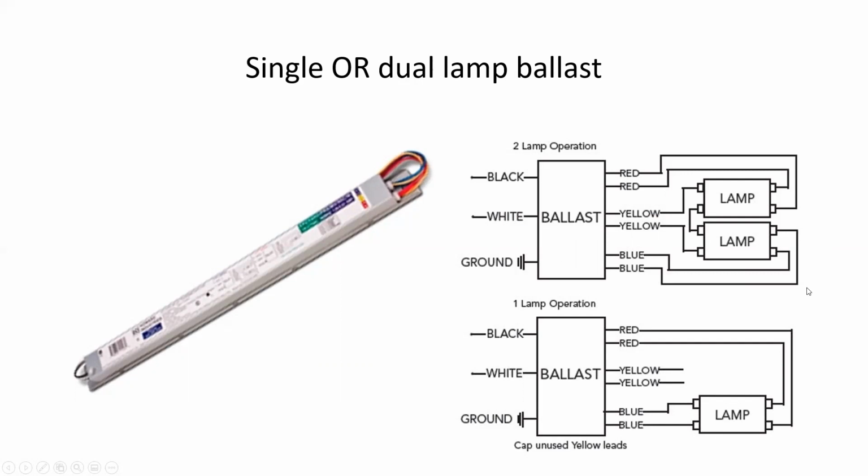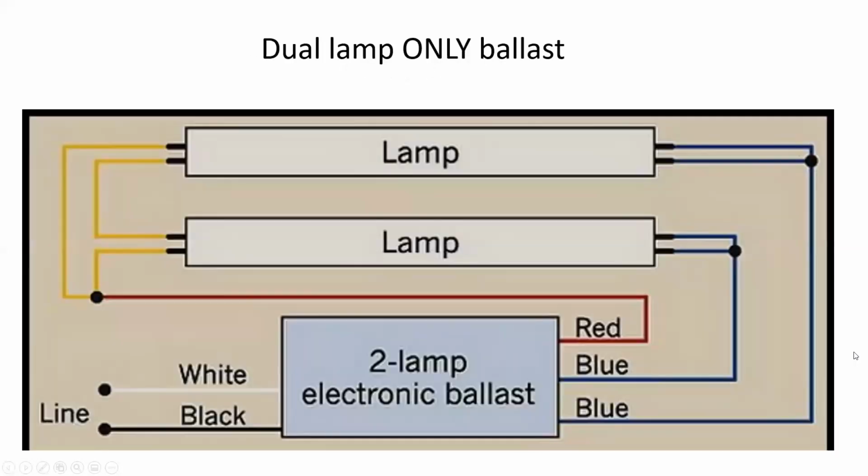For troubleshooting, if this particular fixture had only one lamp in it that was dead, the other one would most likely continue to operate. It kind of depends on the type of system that it's set up as. This one here is a dual lamp only ballast, so it can only handle two. And if you take one of the lamps out, the other one will de-energize as well.